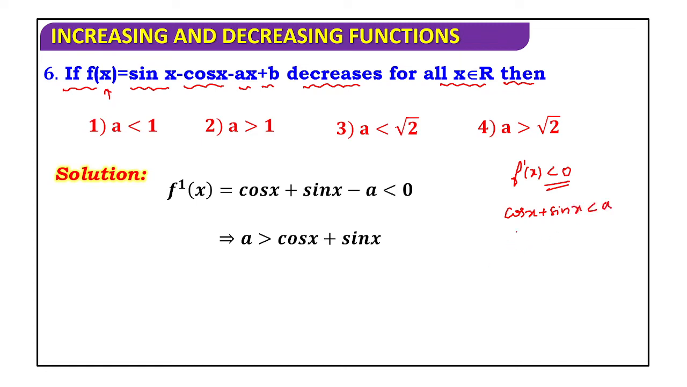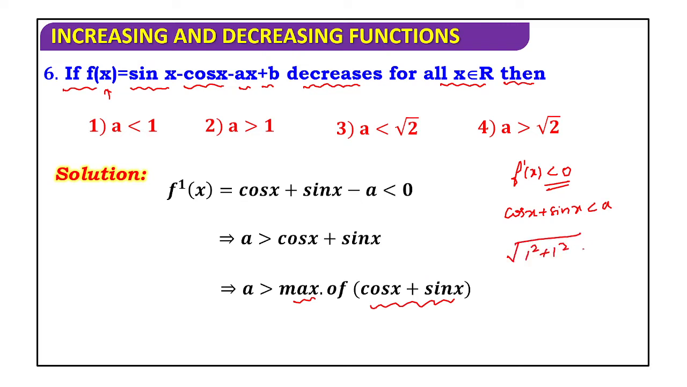and hence you can just see for decreasing, as we have already solved, a should be greater than the maximum of cos x plus sin x. So that will be root of 1 square plus 1 square, that is root 2. So a is greater than root 2. Therefore, for a greater than root 2, this function is going to be decreasing. Therefore, this is our required answer, that is a is greater than root 2.